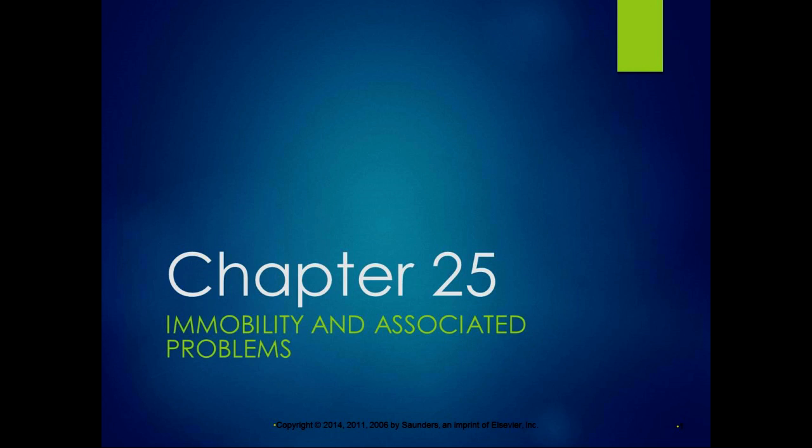For the last part of this module, we're going to talk about immobility and associated problems. Of all the different disorders we talk about, there are some of them that we really can't do a lot with in physical therapy. Cancers, different organ diseases, that sort of thing. But the one thing we can do in all of those situations is help combat the complications that are caused by immobility. So in this chapter, we're going to talk about the complications of immobility and the problems that are associated with it.